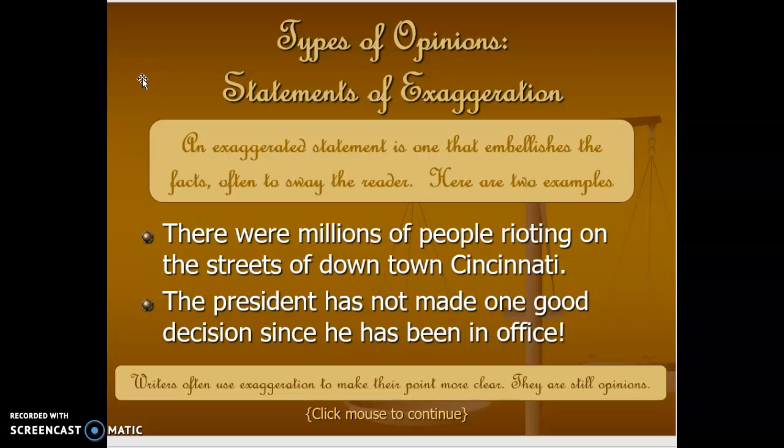And then exaggerations are also opinions. It embellishes the facts. There were millions of people rioting on the streets. Not really. The president has not made one good decision, not one, not brushing his teeth. Okay. Writers use exaggeration to make their point more clear, but they're still opinions, and we still have to treat them as such.